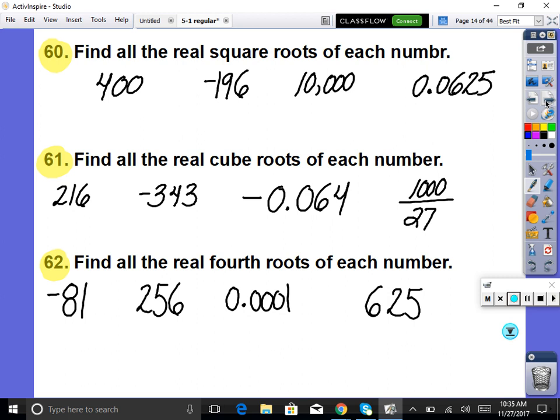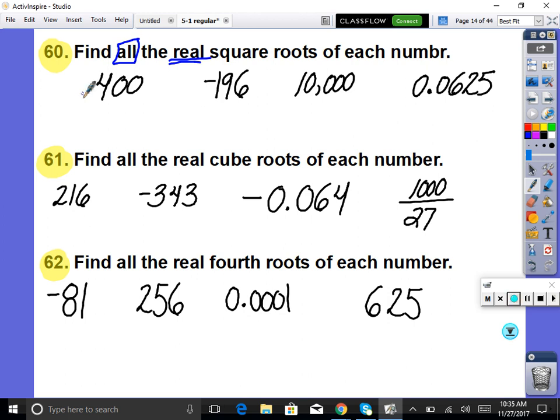Here we go. Find all, you got to read the directions. Find all the real, we do not want imaginary, because we know that with square roots, we can have imaginary, right? Even roots. So we only want real, not imaginary. We're not dealing with quadratics where I'm saying find any solution. I'm saying find the real square roots, and I want all of them. So because of the word all, if there needs to be a plus or minus, I need to.